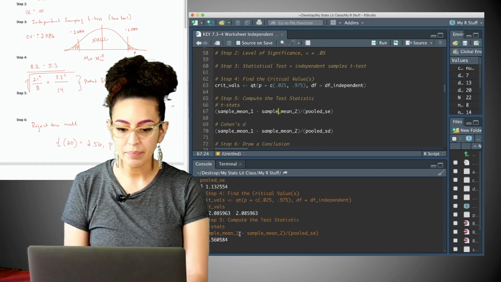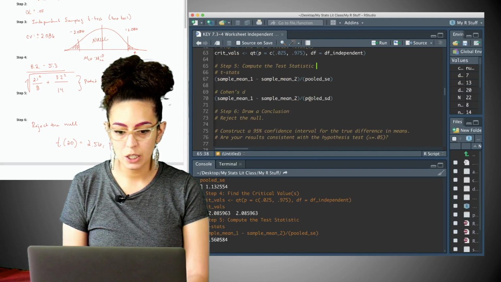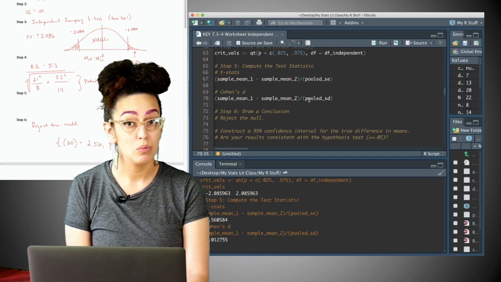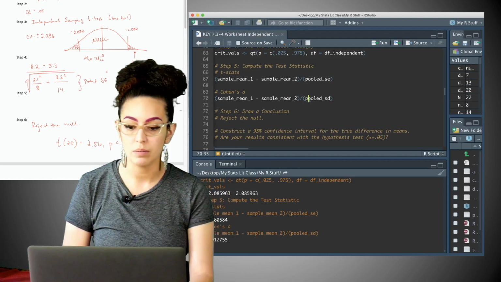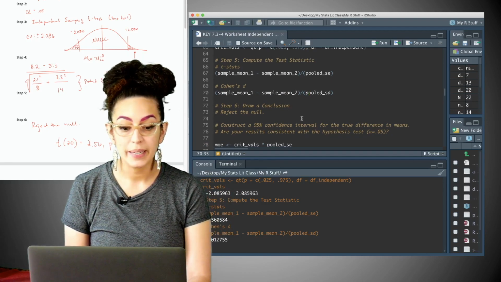Hooray. But what is our Cohen's d? Ooh, like 1. That is a full standard deviation of difference between the two groups, so it's pretty big. All right, so we get to reject that null.